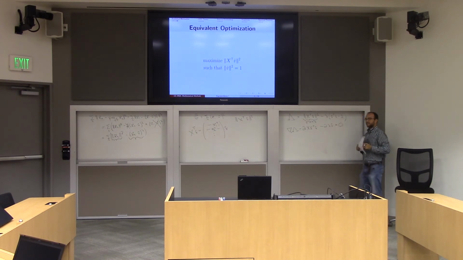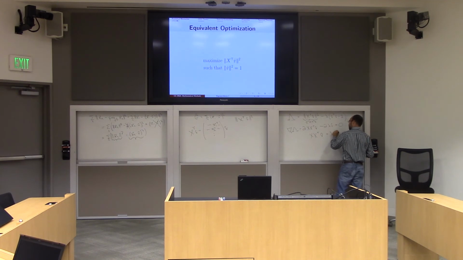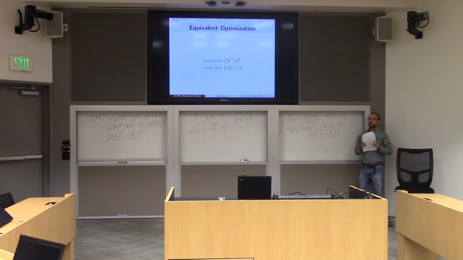Yeah? So in the end, I can move this term to the right hand side, I can divide by 2, and what do I get? I get that x x transpose v hat is equal to lambda v hat. In other words, I want an eigenvector of x x transpose. There we go. Now we have inspiration for why we might care about eigenvectors. By the way, which eigenvector do we want?